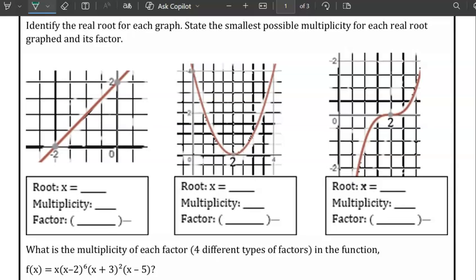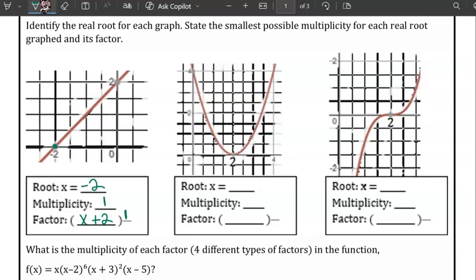Identify the real root for each graph. State the smallest possible multiplicity for each real root graph and its factor. The root for this one is at x equals -2. The multiplicity is 1. When we change from zeros to factors, we're going to have x plus 2. If you plugged in -2 for this x, you would get 0. The exponent will be its multiplicity, which is 1.